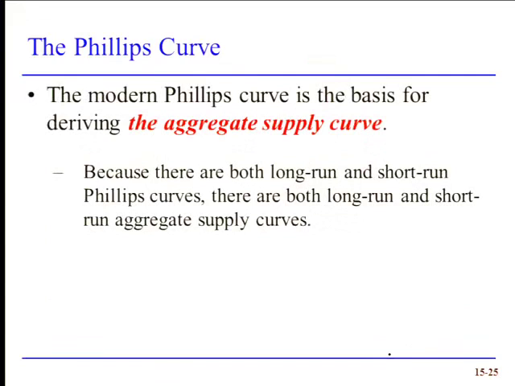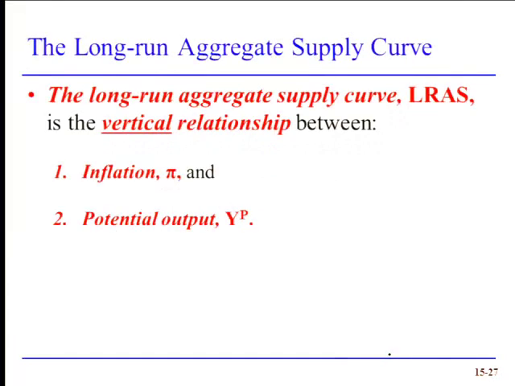Now, it turns out that the Phillips curve is not what we want to work with. Remember, the Phillips curve shows inflation and the unemployment rate, but our aggregate demand curve was inflation and economic output. So we want to make that switch between the unemployment rate and economic output. And we can do that by taking the long-run Phillips curve and the short-run Phillips curve and making a few adjustments to them. So let's start with the long-run aggregate supply curve.